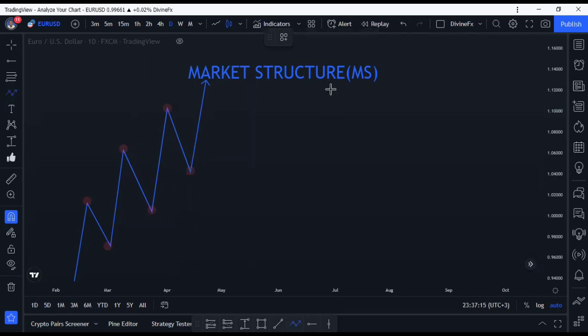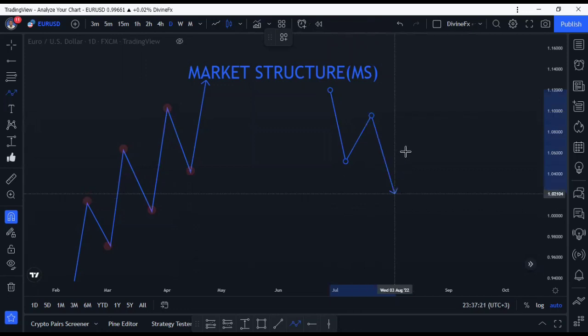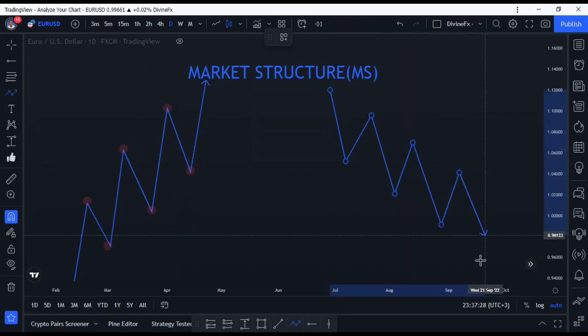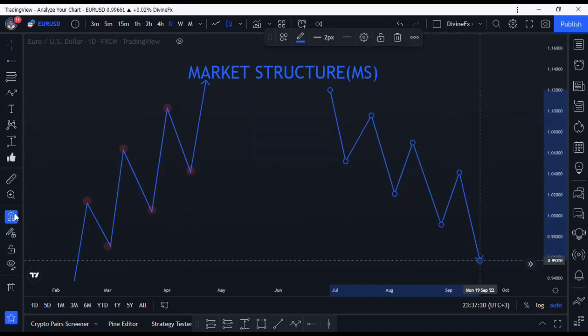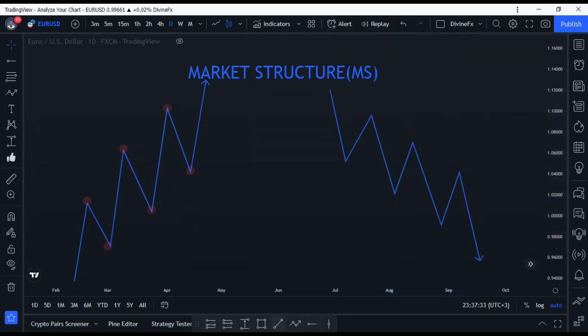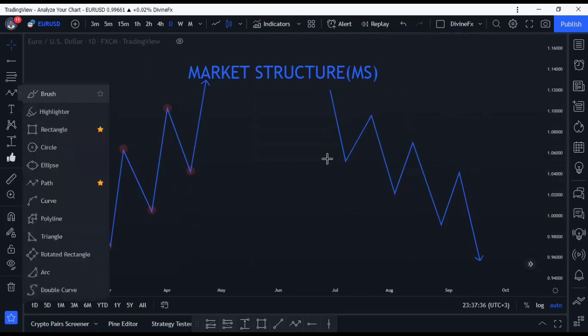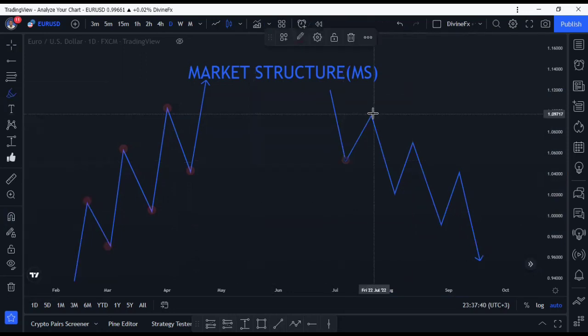Also, we have a bearish market: a series of lower lows and lower highs. Lower low, lower high, lower low, lower high, and so on. So this one is a bearish market.